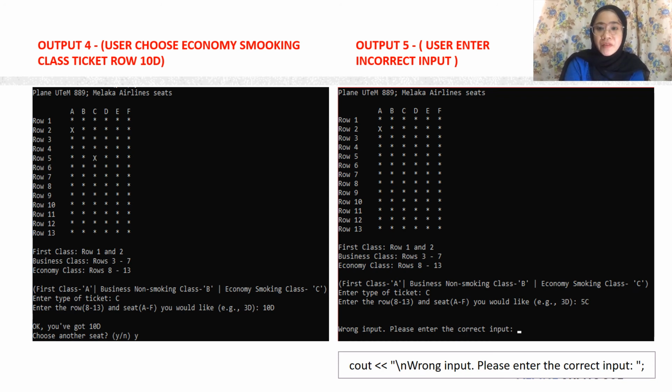For output 5, the user enters incorrect input because for the type of ticket, the user already chose C, which is economy smoking class. And then it will display enter the row 8 until 13 only and seat A until F. And then the user inputs 5C. This is wrong because the row is only valid for 8 until 13. So it will display wrong input, please enter the correct input. So cout wrong input, please enter the correct input.